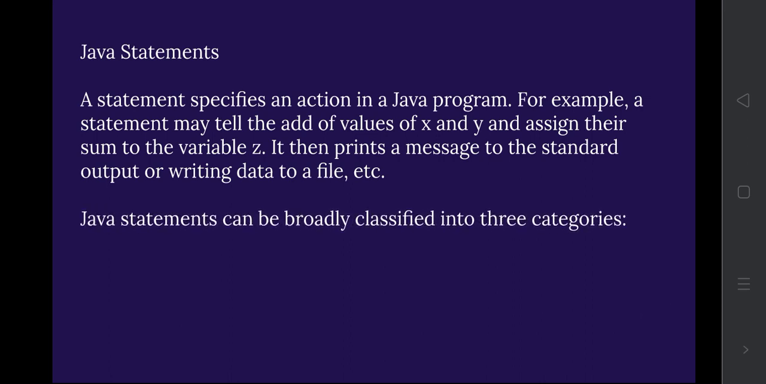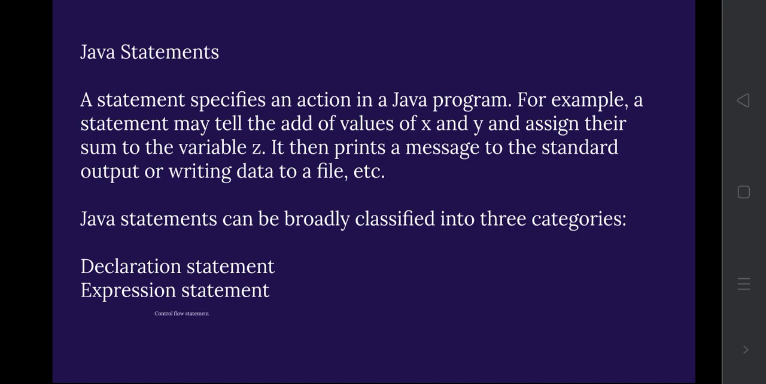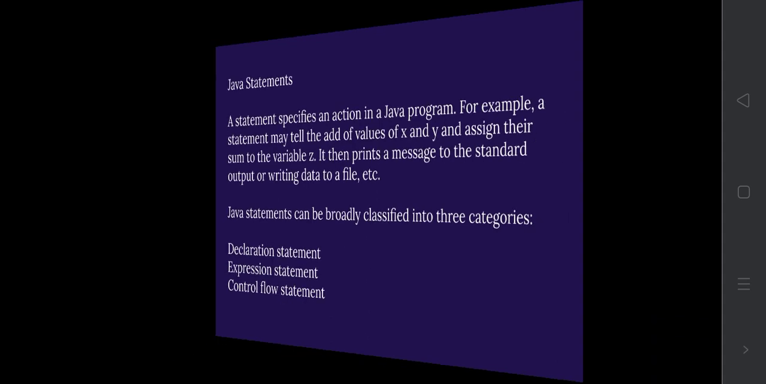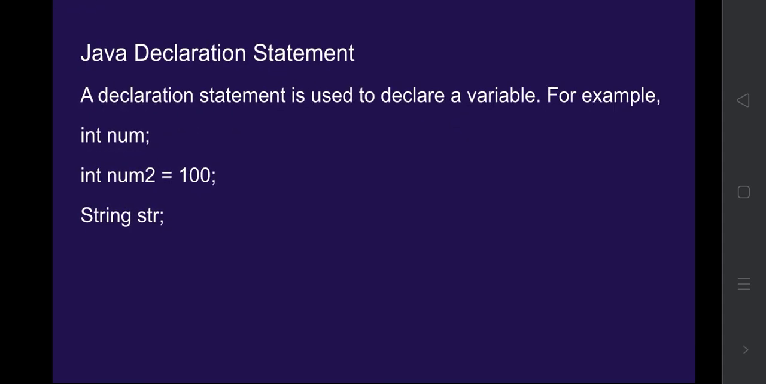Now, Java statements can be broadly classified into three categories. They are the declaration statement, the expression statement, and the control flow statement. We will see them one by one in detail. What is a declaration statement? We declare something. Declaring is saying something.